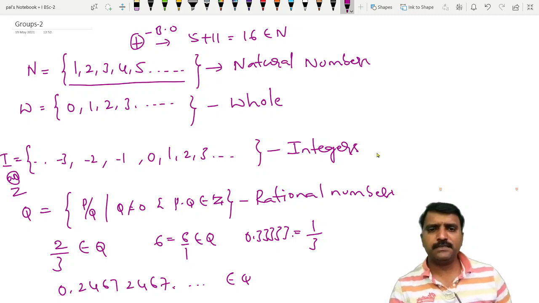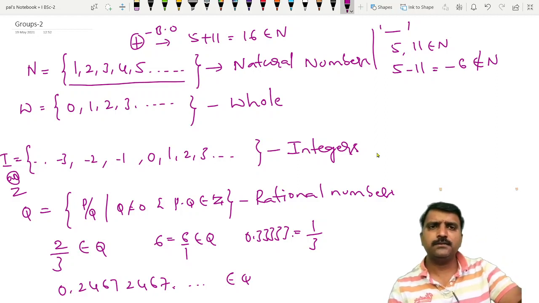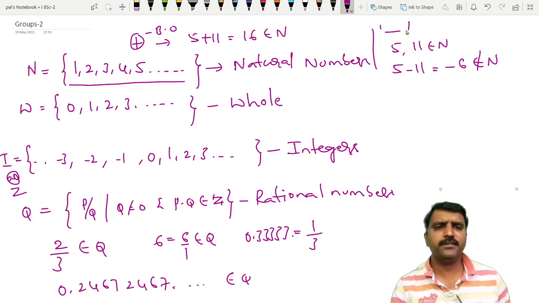Now let us take subtraction. Is subtraction a binary operation? Take 5 and 11, which belong to natural numbers. 5 minus 11 is equal to minus 6. Minus 6 is not a natural number. So is subtraction not a binary operation? No. Subtraction is not a binary operation in the set of all natural numbers. Okay, so I hope you understand the meaning of a binary operation.